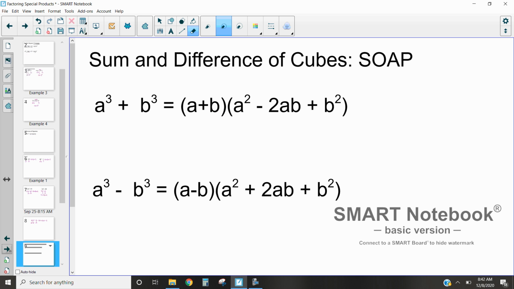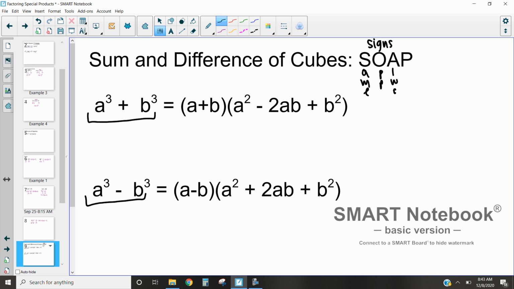Okay, the last type of properties that we're going to talk about are the sum and difference of cubes properties. And what we do with those is we actually use oftentimes an acronym called SOAP. And this acronym that we use helps us decide what the signs are going to be when we do the problem. So notice how we have both the sum and the difference. So both of them follow this rule. The SOAP is for our signs. Again, don't forget that. And SOAP stands for same, opposite, always positive. Okay, same, opposite, always positive.